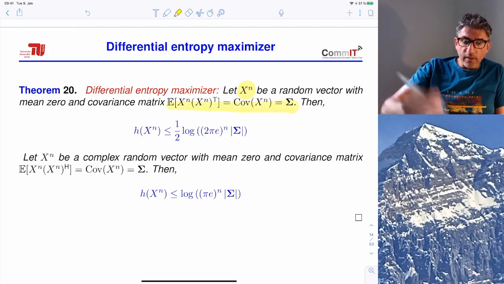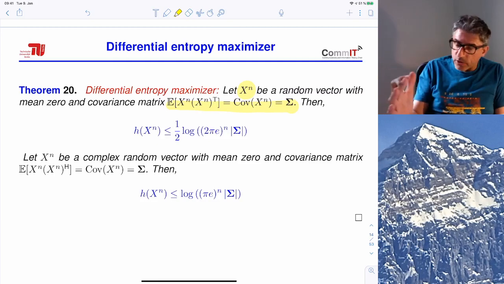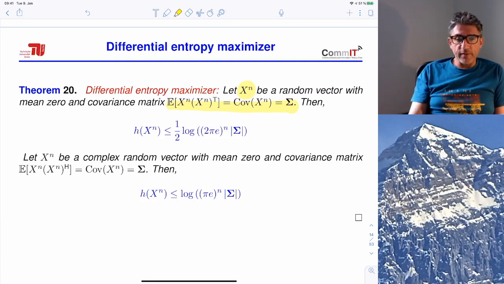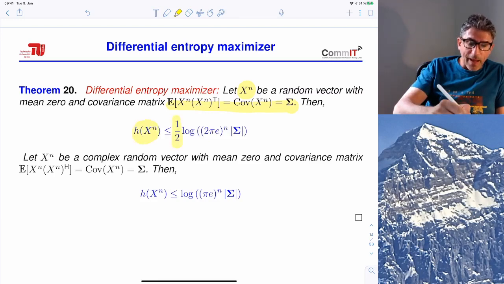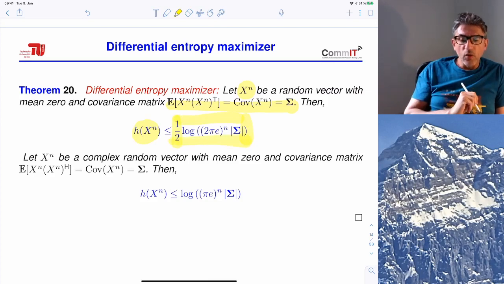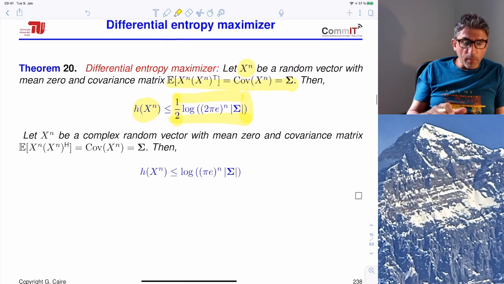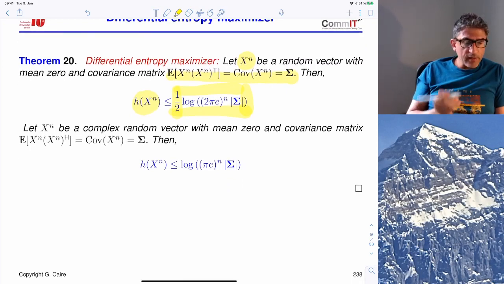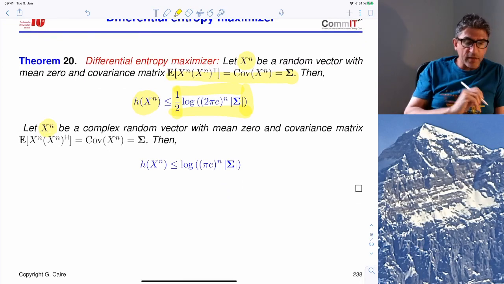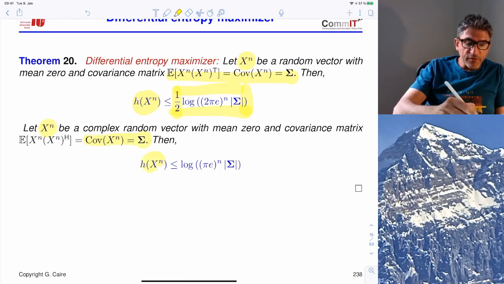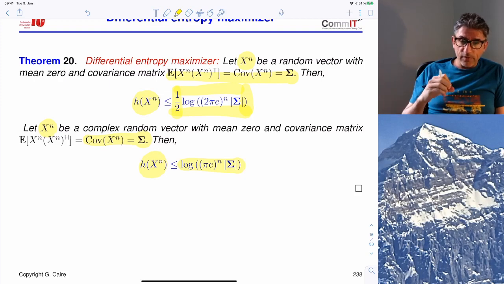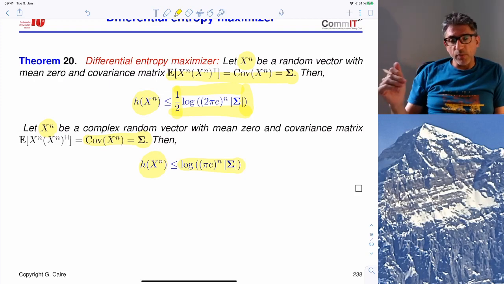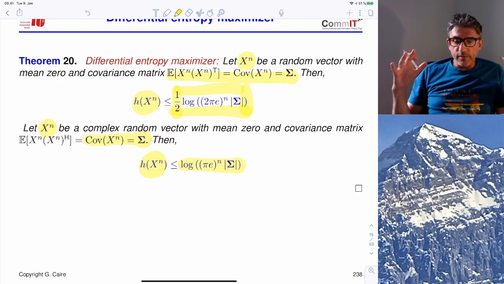So I don't know what the distribution of X is. I'm not saying X is Gaussian, but I fix its covariance matrix. It turns out that its differential entropy is always upper bounded by the Gaussian differential entropy with the same covariance. And for complex proper random vectors it is the same thing. Given a complex vector with a covariance matrix sigma, its differential entropy is always less or equal than the Gaussian differential entropy for the same sigma, which means that the Gaussian random vectors maximize the differential entropy over all random vectors with the same covariance.